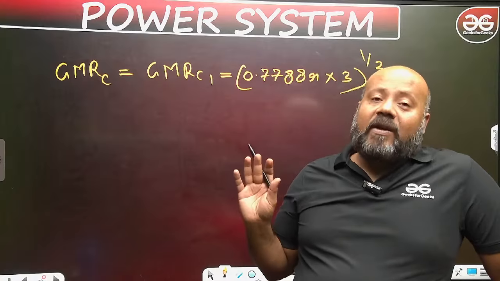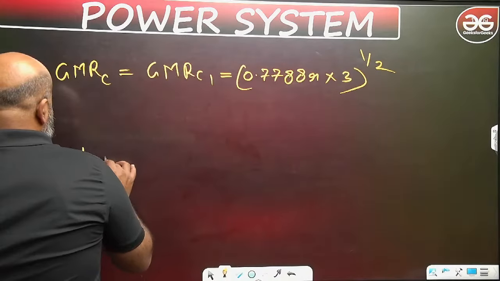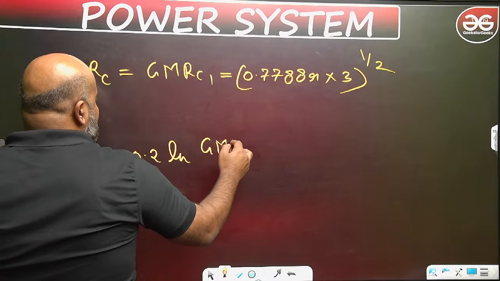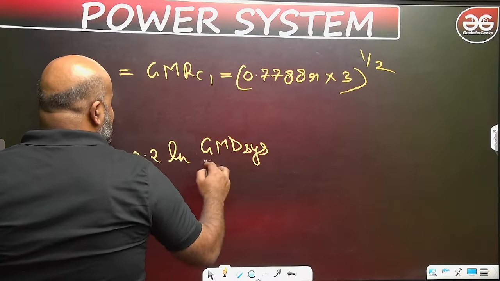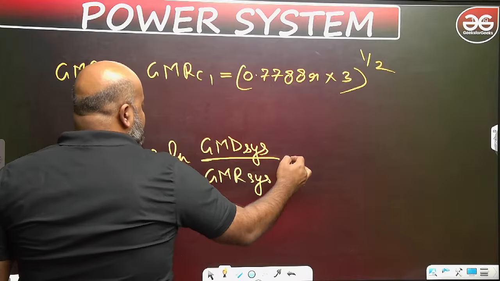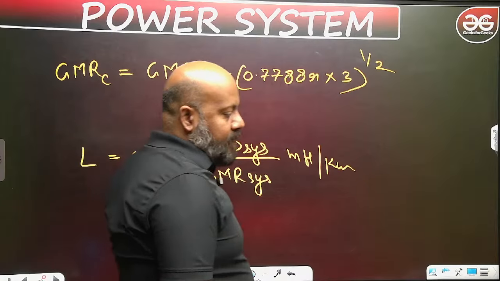The moment you calculate GMD system and GMR system, you can easily write the inductance as 0.2 ln of GMD system upon GMR system, and this is millihenry per kilometer.